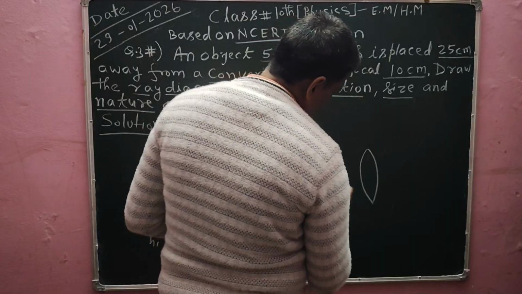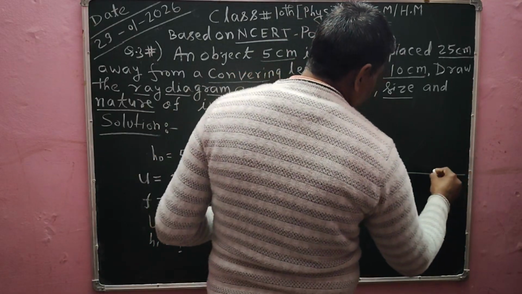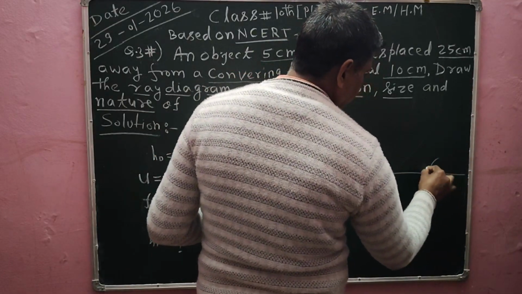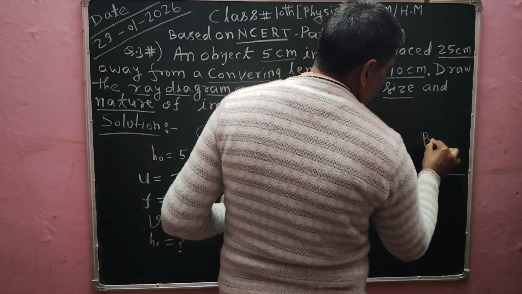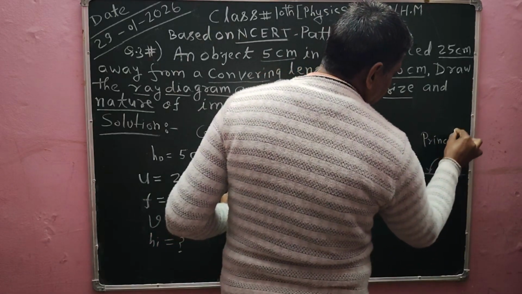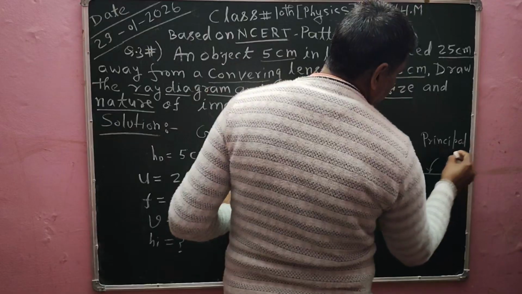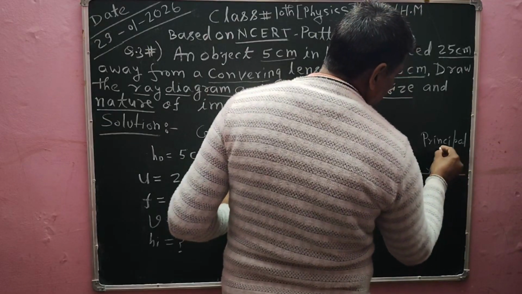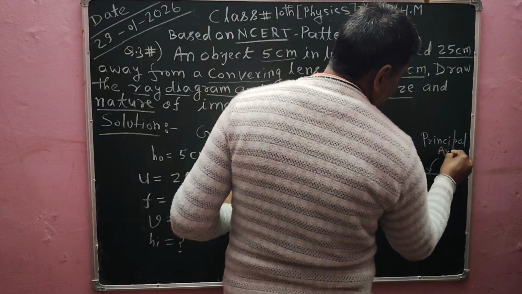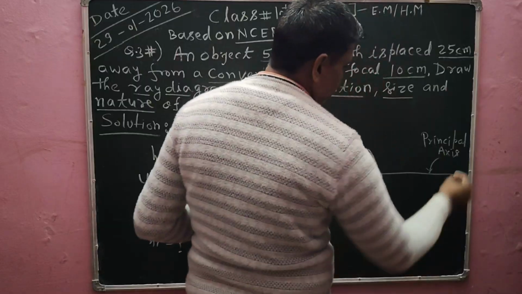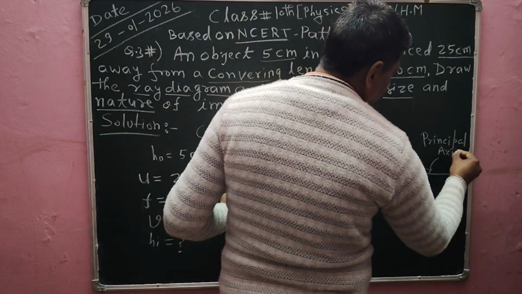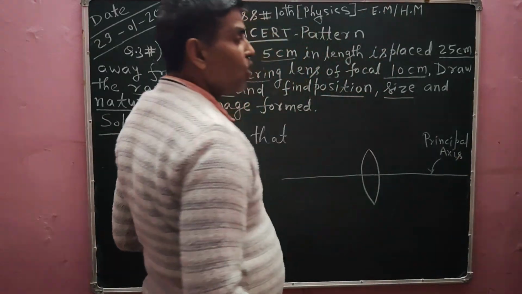Now I will draw a line, and the name of that line is principal axis. So I will write principal axis here. In Hindi it is called mukh aksh.